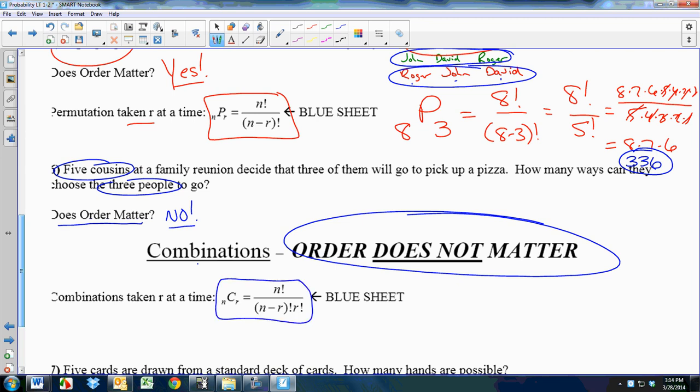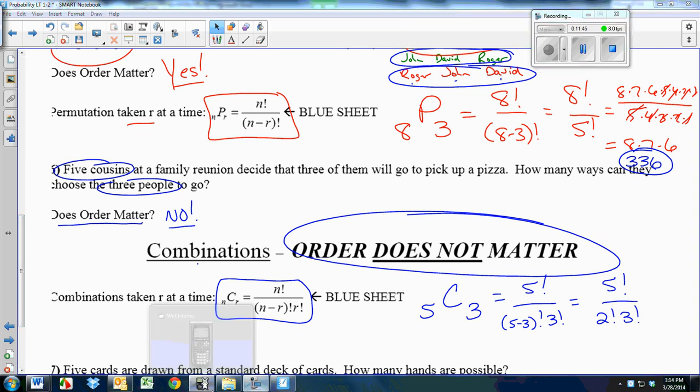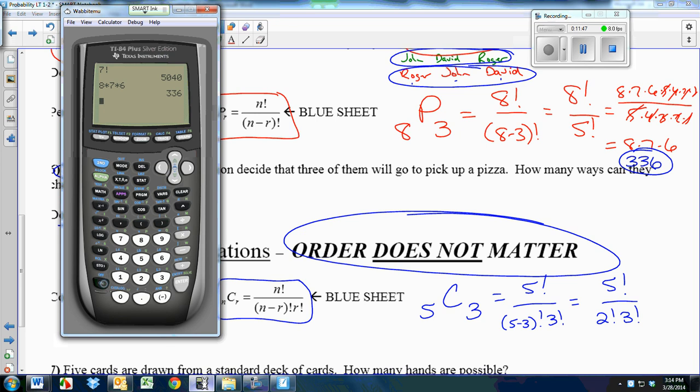And combination has its own formula, and it's very similar to the permutation formula. It has how many you have to pick from, 5 cousins, choose 3. The formula says take the 5 factorial and divide it by parentheses 5 minus 3 factorial times r factorial, which is 3 factorial. So you have 5 factorial over 2 factorial times 3 factorial. We'll do this one in the calculator to finish it because we can, and I can use that to show you where the buttons are.